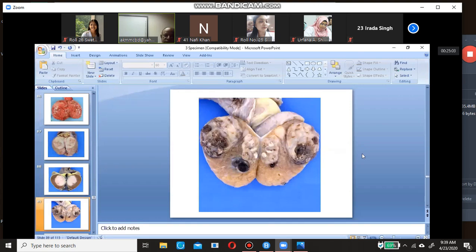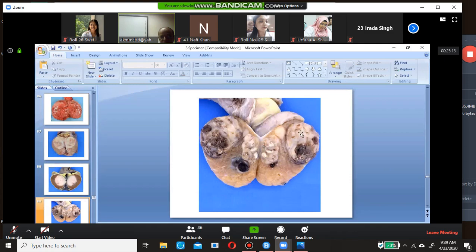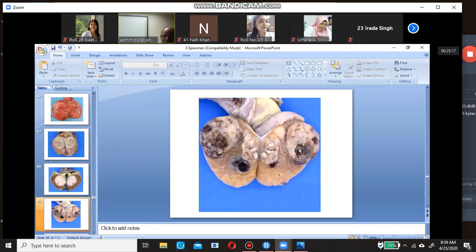And look at this structure. This is the teratoma of the testis. The testis laid open, and you see the growth. There is a variegated appearance. This is teratoma of the testis.